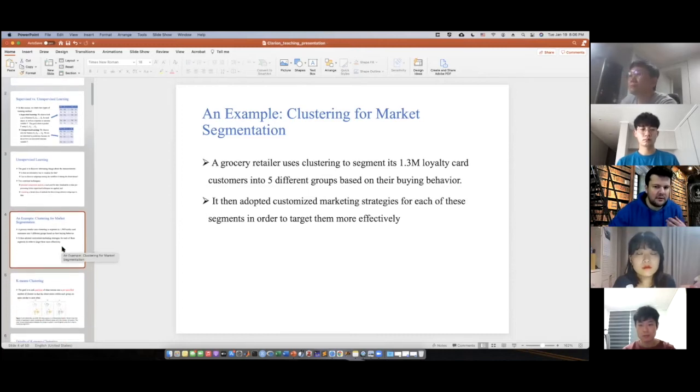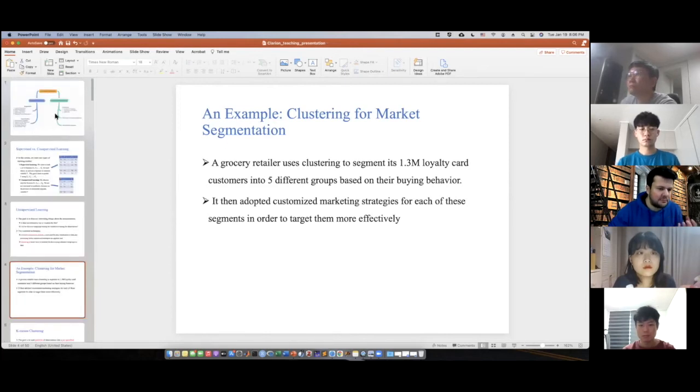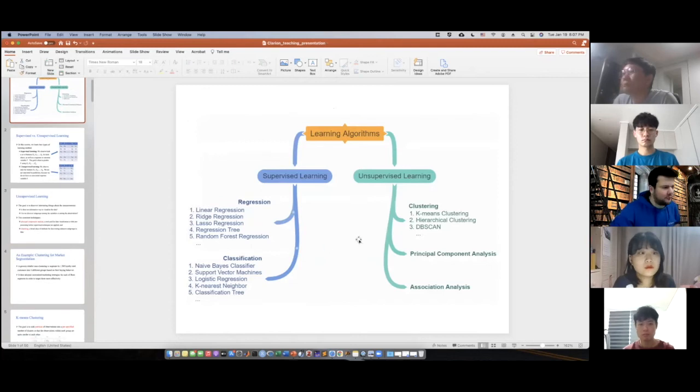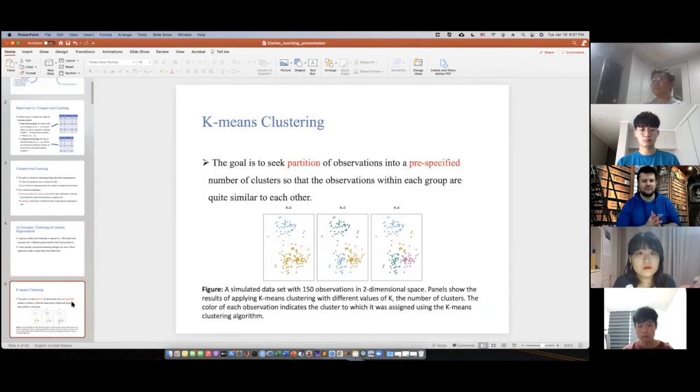Now, in clustering, there are many techniques that we can use: K-means clustering, hierarchical clustering, DBSCAN, and so on. Today, I'm going to talk about K-means clustering and hierarchical clustering. So let's start with K-means clustering. But before I start, do you have any questions about the difference between supervised and unsupervised learning? Is that clear, the difference? I don't see any questions, so I'm going to take that as yes. Okay, let's start with K-means.